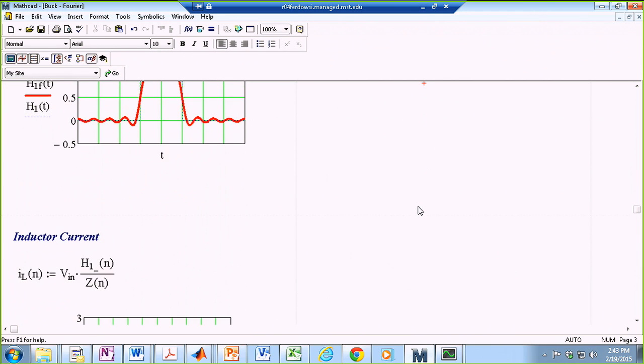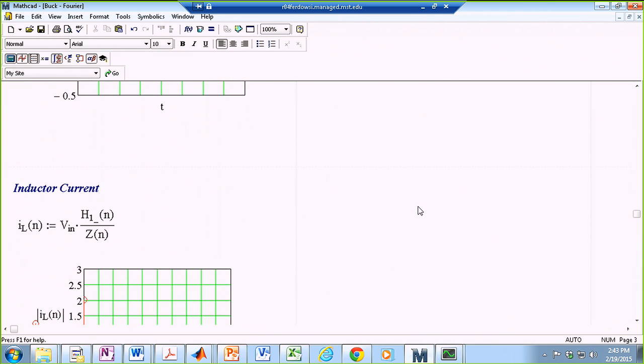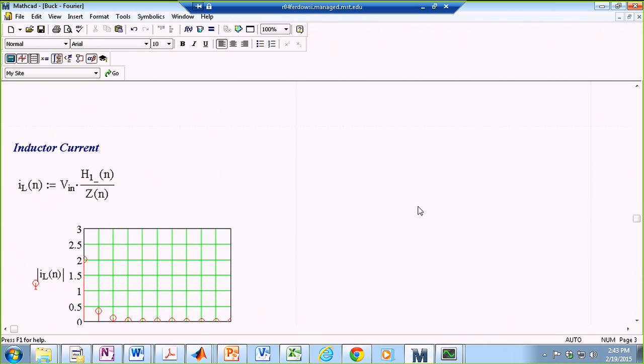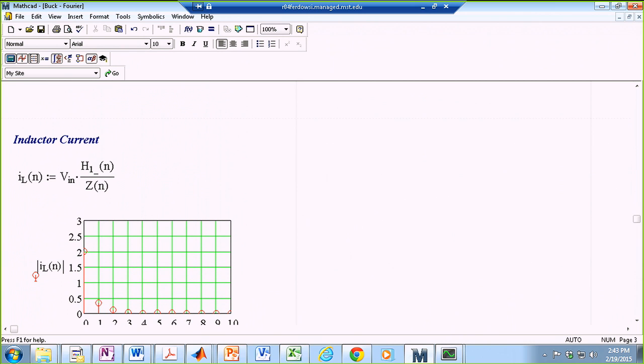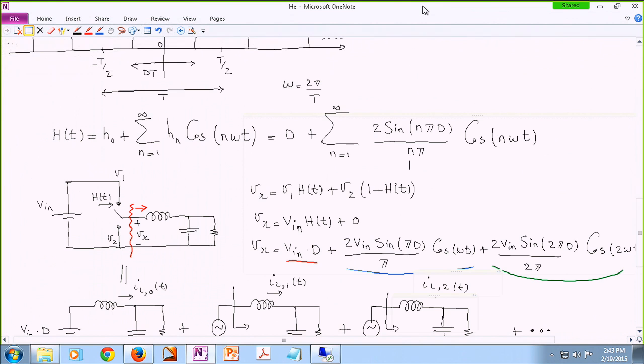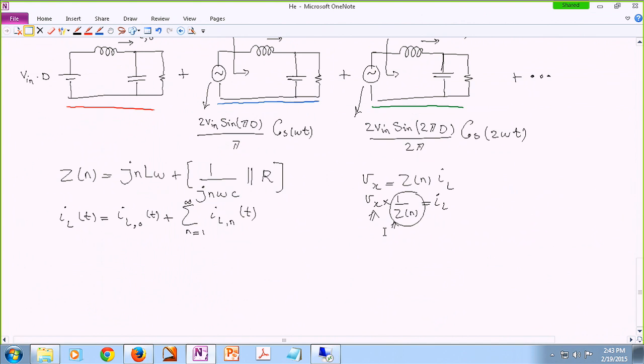All right. So I'm trying to reconstruct, using the Fourier series, the inductor current. Remember, the inductor current is the input voltage times H1. So this Vn times H is giving me basically my Vx. And then Vx divided by Zn is IL. This is basically nothing but this equation over here.